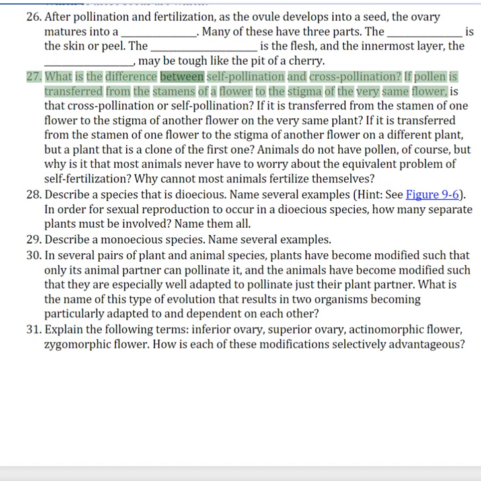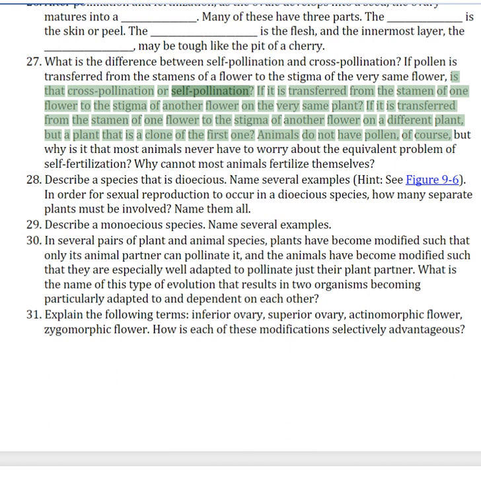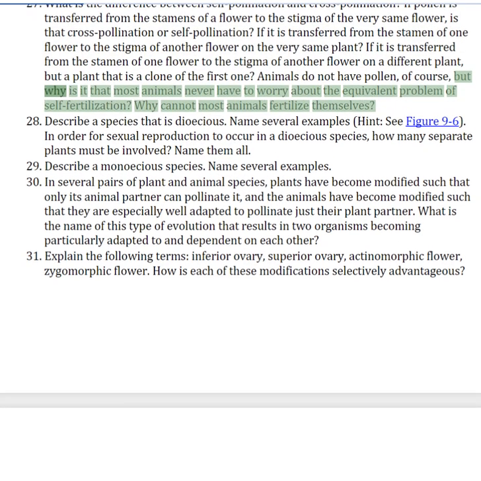27. What is the difference between self-pollination and cross-pollination? If pollen is transferred from the stamens of a flower to the stigma of the very same flower, is that cross-pollination or self-pollination? If it is transferred from the stamen of one flower to the stigma of another flower on the very same plant? If it is transferred from the stamen of one flower to the stigma of another flower on a different plant, but a plant that is a clone of the first one? Animals do not have pollen, of course. But why is it that most animals never have to worry about the equivalent problem of self-fertilization? Why cannot most animals fertilize themselves?